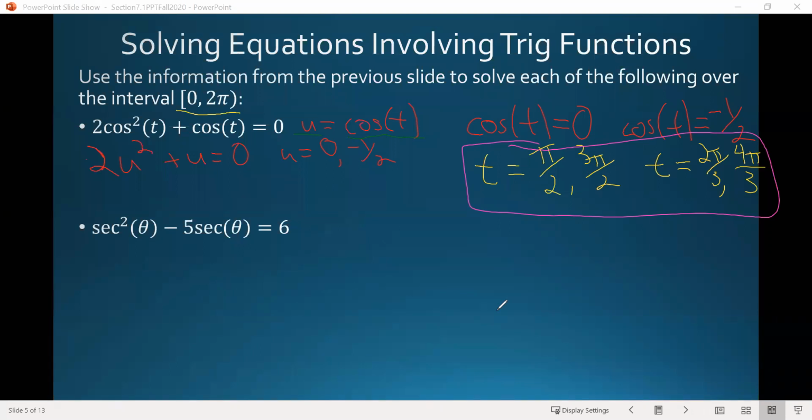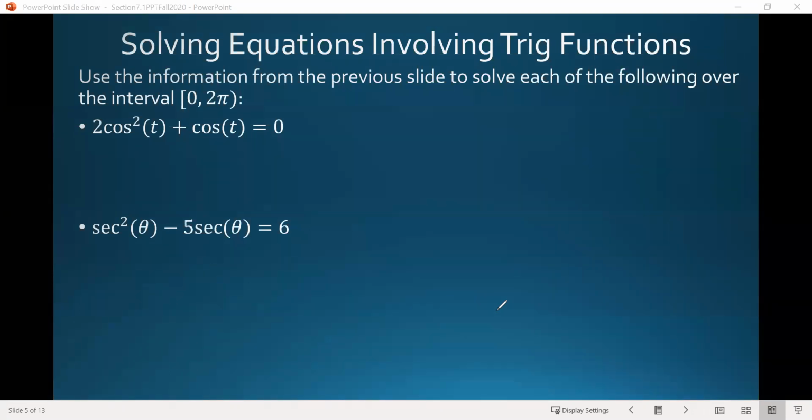All right, let's look at the next one. So here we have secant squared of theta minus 5 secant of theta equals 6. And here I'm going to again start by replacing my trig function with the variables. So I'm going to say that u equals secant of theta, which then means we can rewrite this as u squared minus 5u equals 6.